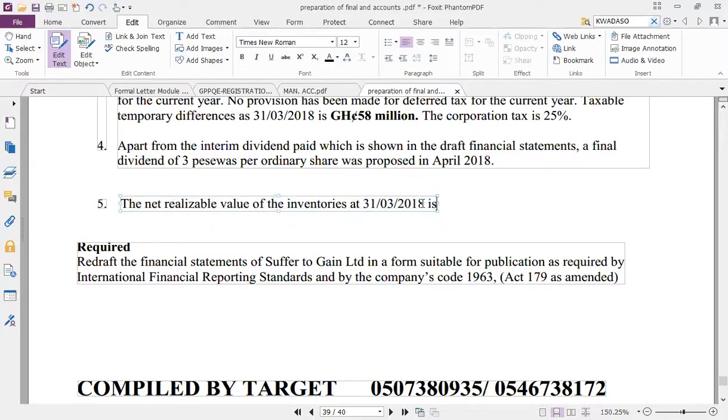So it's 11 million. So it would be 11 million. Full stop.